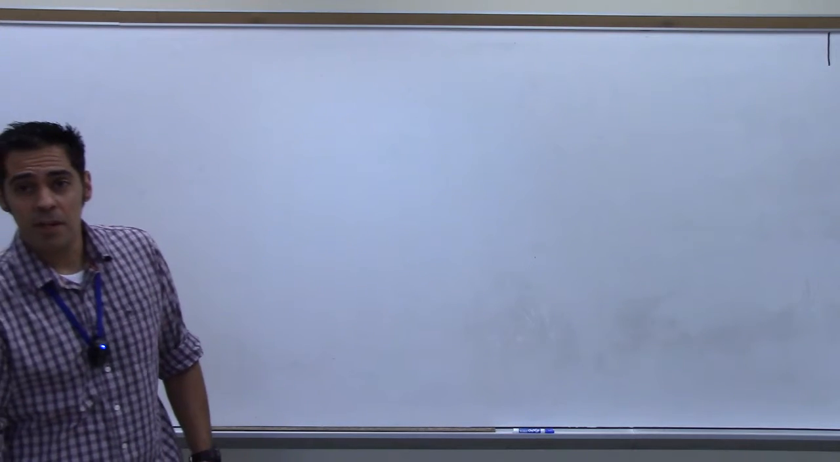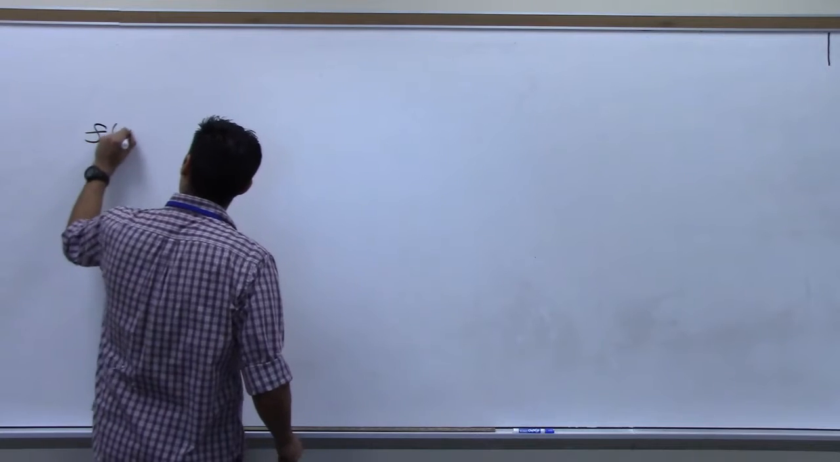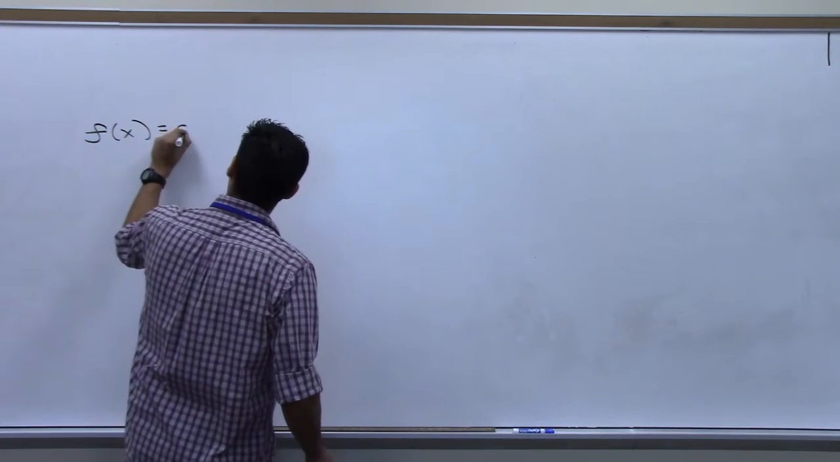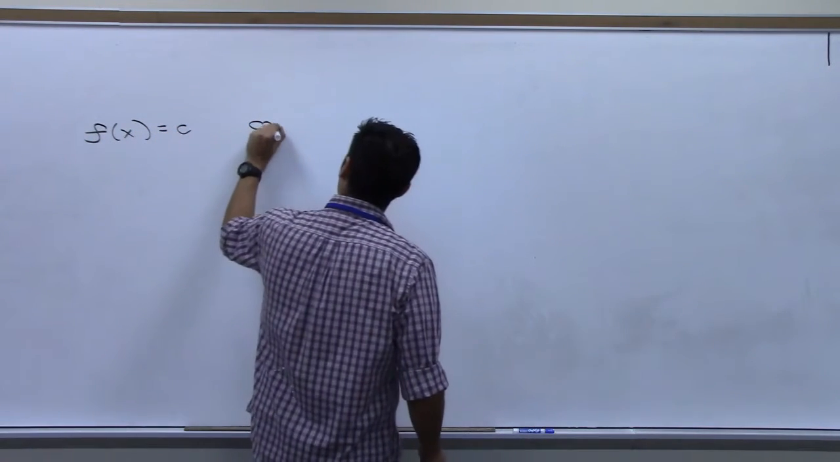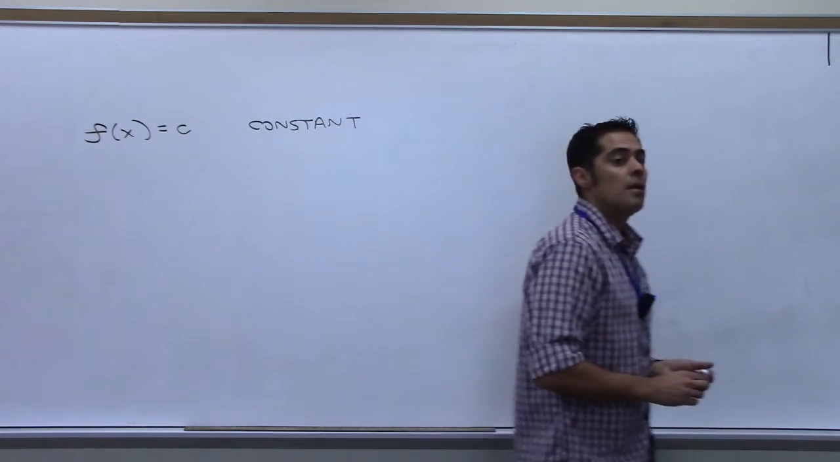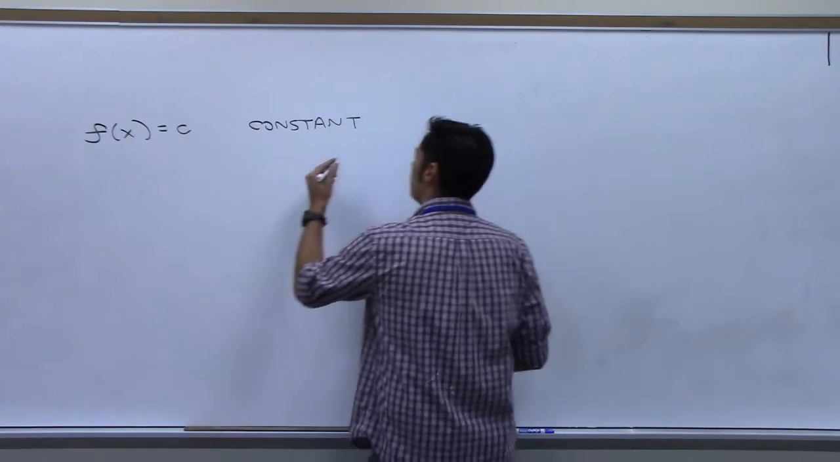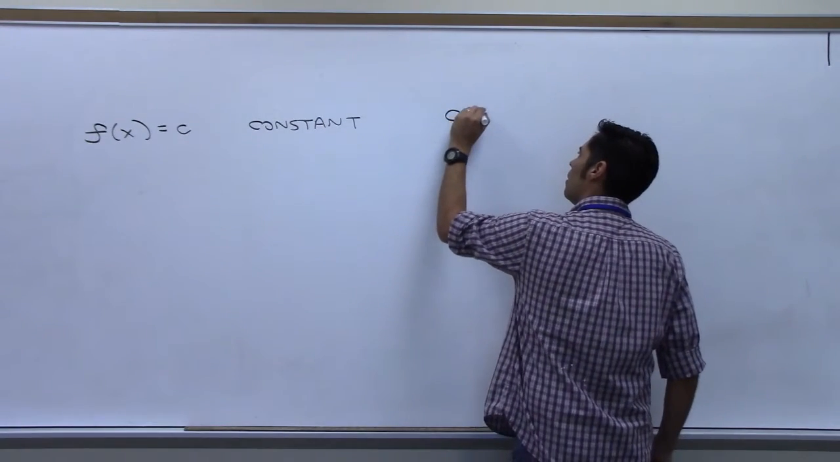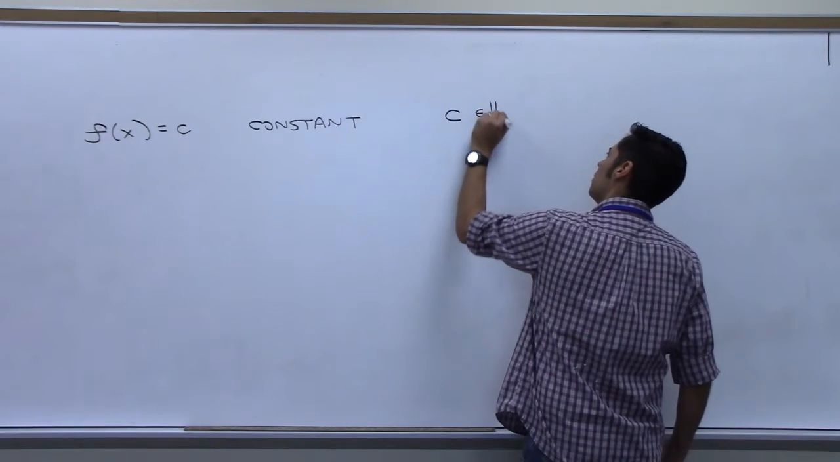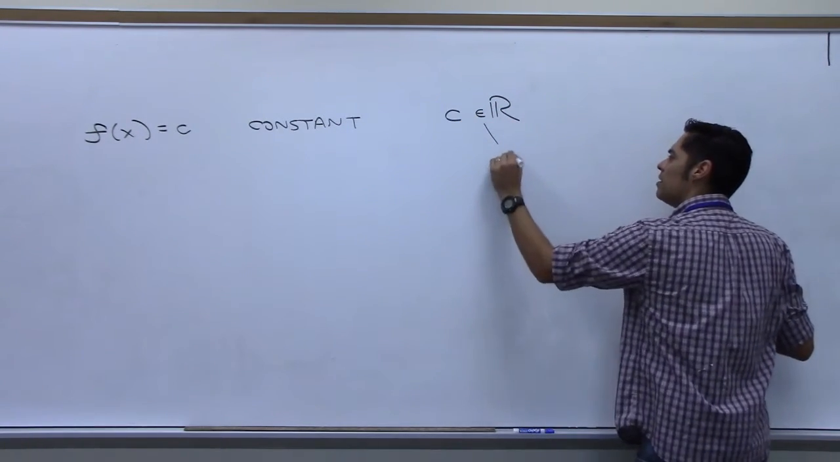So, the functions we need to know. First one, f of x equals c. This is called the constant function. What about x equals b? Does that also work? B will work also. The only condition here is that c is an element of the real numbers. Have you all seen that symbol before? It stands for element of.